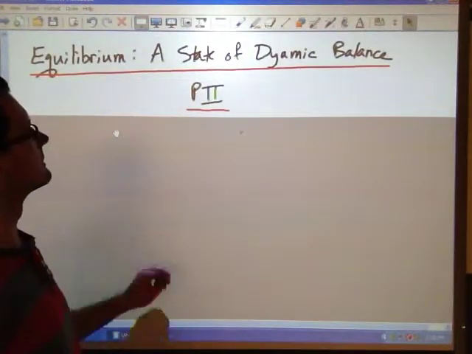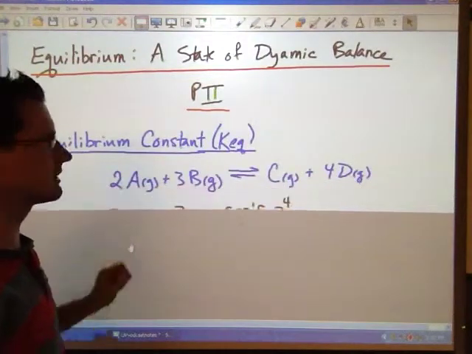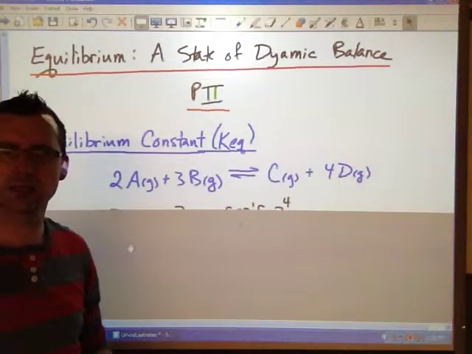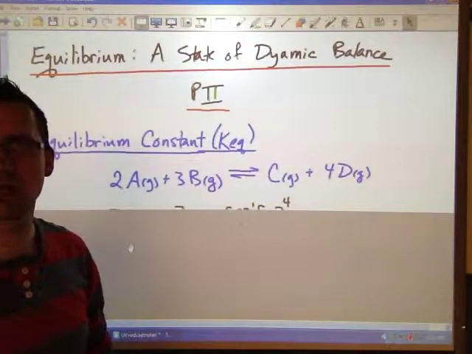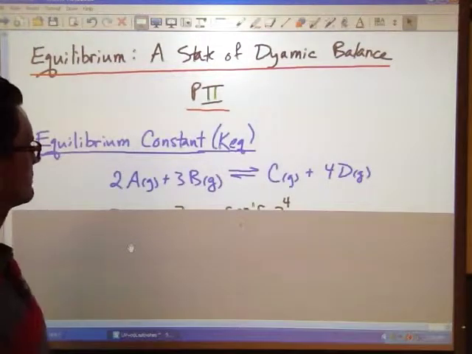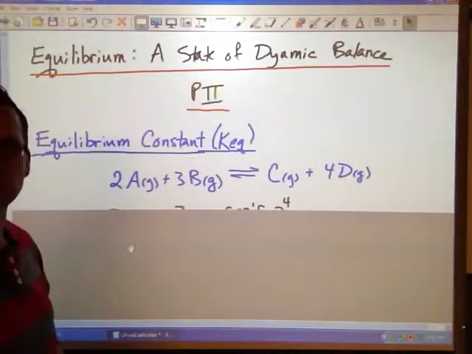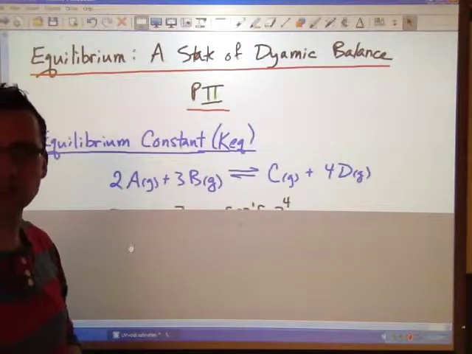Dynamic equilibrium, part 2. The first segment dealt with what dynamic equilibrium is. The second segment looks at measuring something in terms of equilibrium, and it's referred to as the equilibrium constant. It will tell us which reaction is favored and what exactly happens at equilibrium.